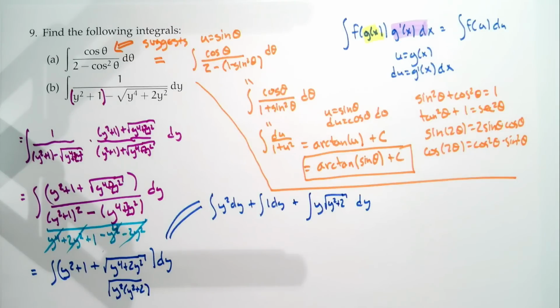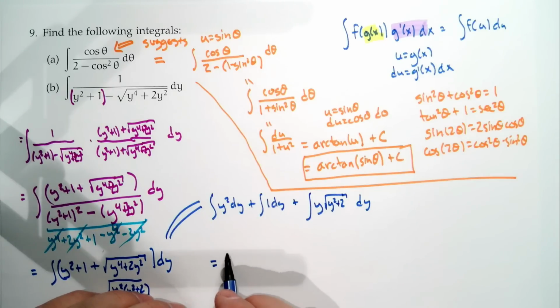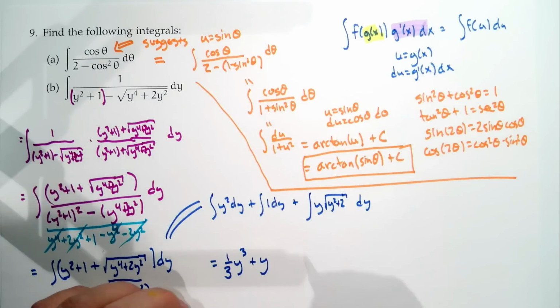So let's talk about these integrals. The integral of y squared, well, that's 1/3 y cubed. No surprises. Integral of 1, well, y. All right, good. And I should point out the integral of 1, I'm integrating with respect to y, so that's why it's y. Don't say, oh, it's x. No, y is our variable in this case. How do you integrate y times the square root of y squared plus 2? Well, you probably can see it. Substitution.